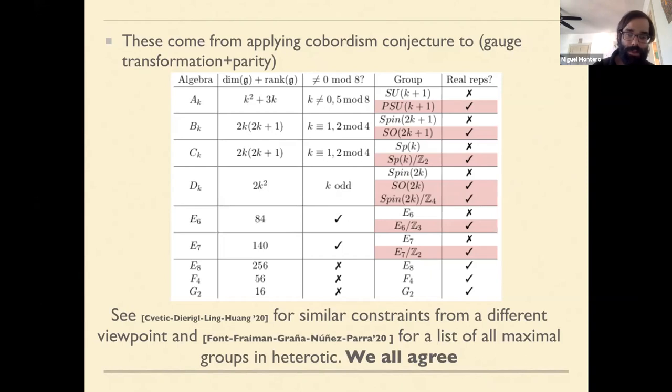And there's also a recent paper, this paper, which is an exhaustive list of all the maximal enhancements of the global structure of the gauge group for all the possible maximal enhancements in heterotic in 8 and 9 dimensions, and it has like 400 entries, so it's impressive. And it's nice that we all agree with each other. So the constraints that we get here are satisfied in this example, and they're consistent with the ones here. Okay, so that's, I think, interesting.